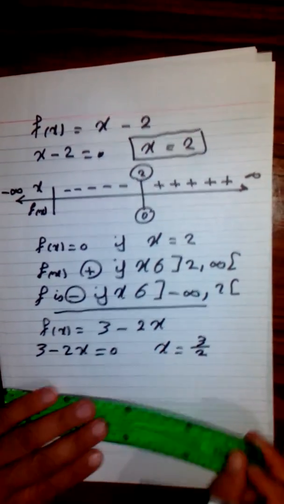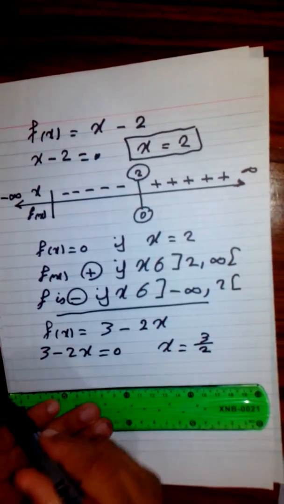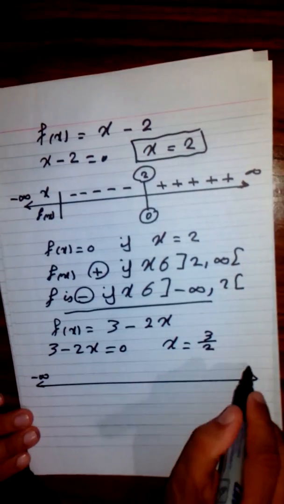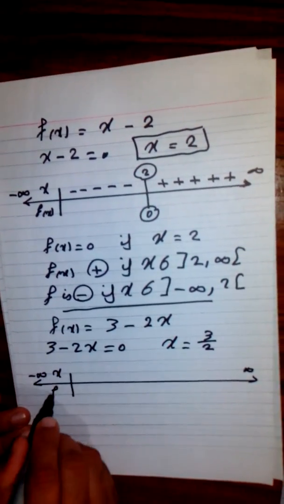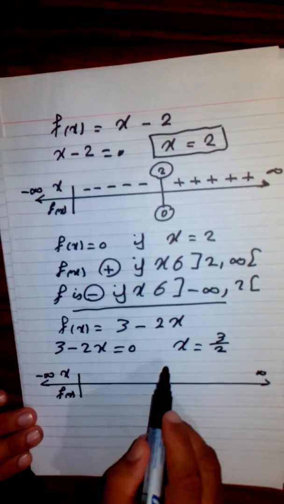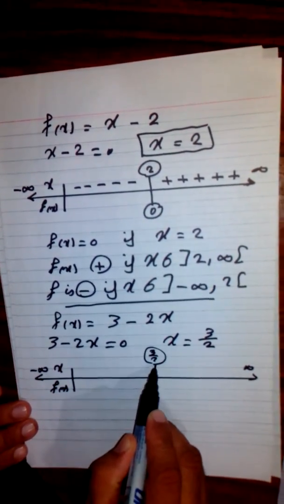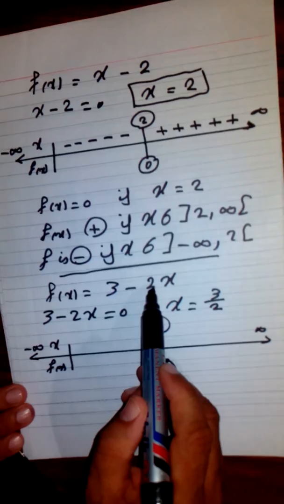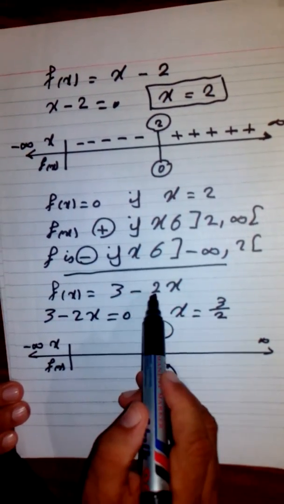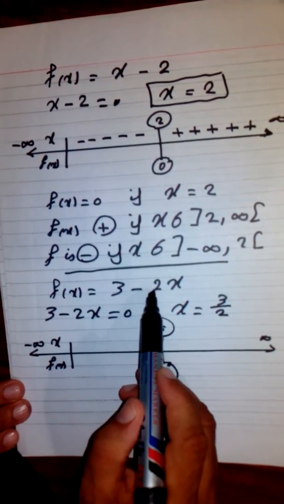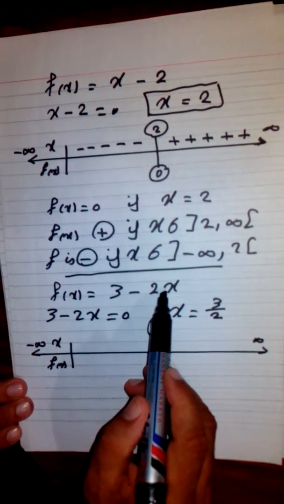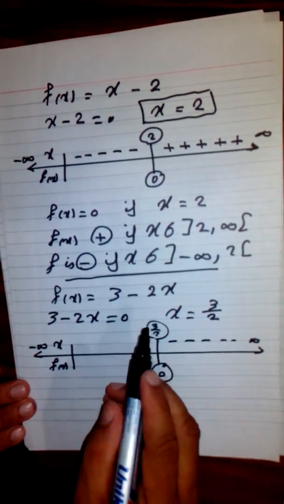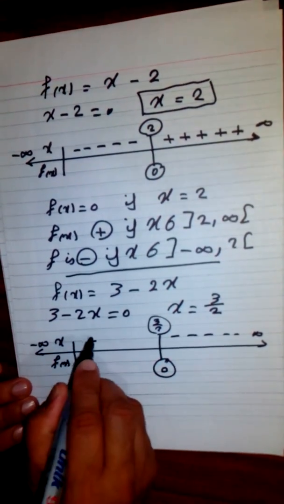We can draw the number line, from negative infinity to infinity, x, f of x. If x equals 3 over 2, f of x equals 0. The factor of x is negative 2, so the sign of f of x on the right of 3 over 2 is negative, and on the left of 3 over 2 it is positive.